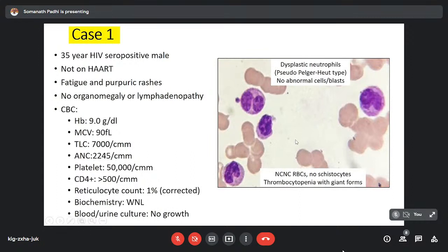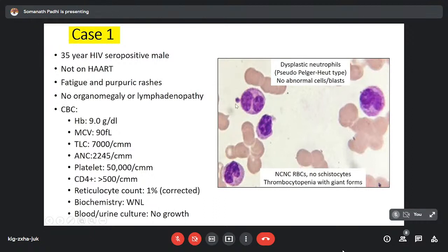As you can see, there is significant thrombocytopenia with a few platelets here and there. Some giant forms were also evident. So there was anemia, there was thrombocytopenia, and the leukocyte count was normal. What was more significant in this case was the neutrophil predominance. There was significant lymphopenia, but all these neutrophils were morphologically abnormal.